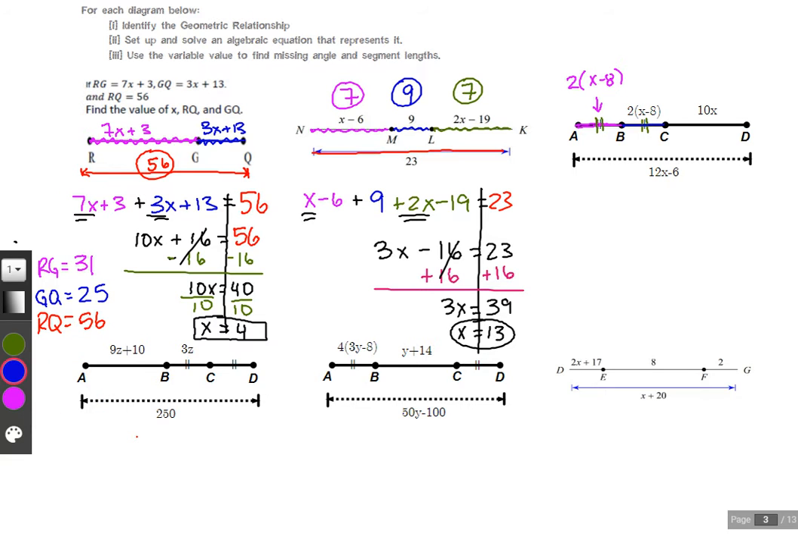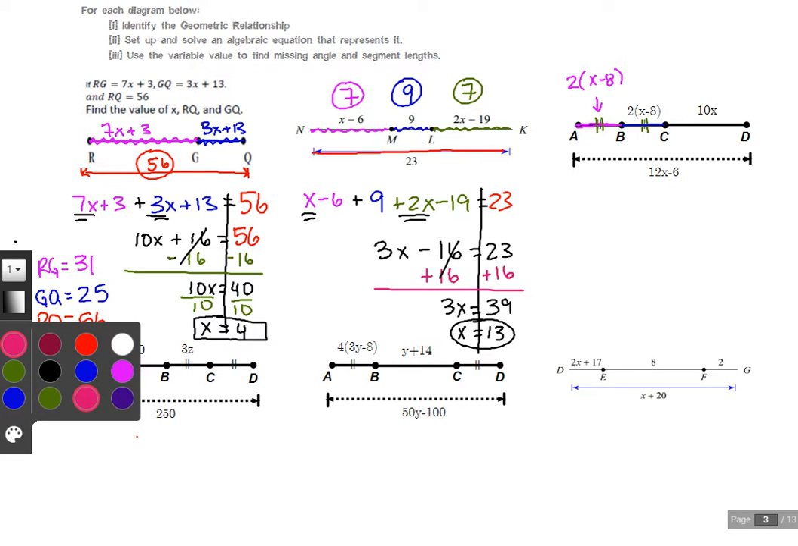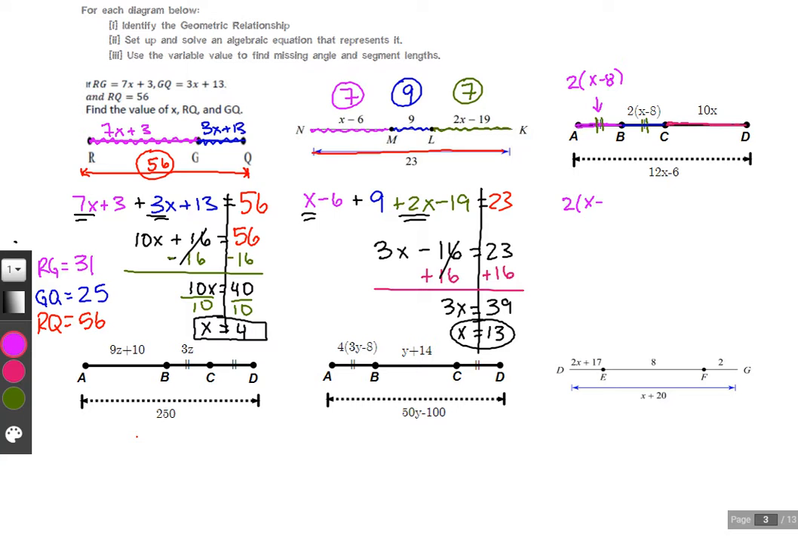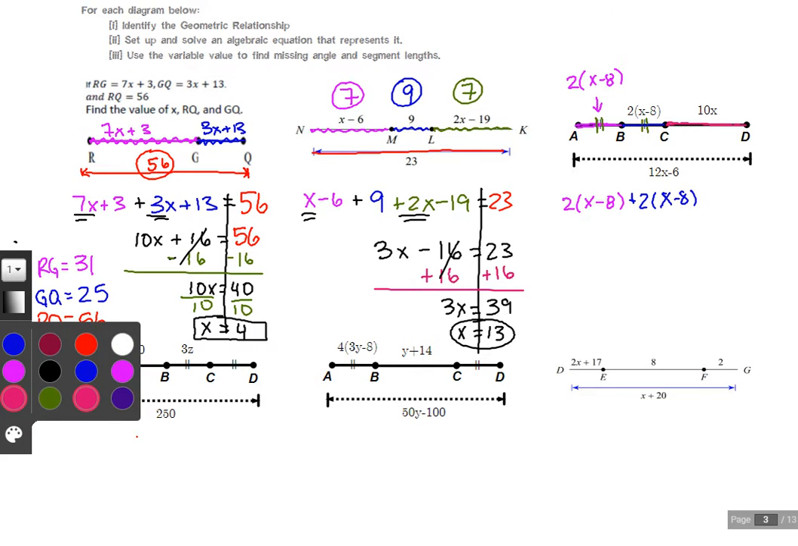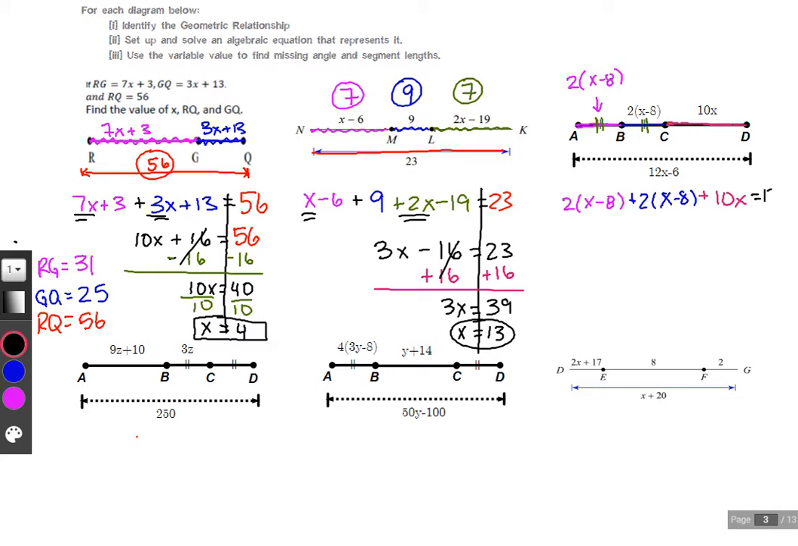That'll simply be added. And so our tactic overall is still going to be the segment addition postulate. We're still adding things together to make a whole. In this case, we'll have 2 times the quantity x minus 8, another 2 times the quantity x minus 8, and then our third piece, 10x. That's of course still equal to the entire thing. I'm going to try squeezing here. We have 12x minus 6. And so we end up with this big honking equation, but we're just going to do some simplifying in our next step and see if we can reduce it.